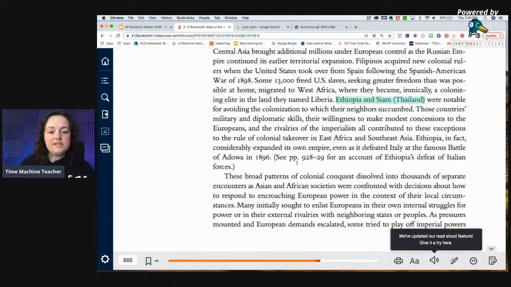The reasons they could stay uncolonized is because they had military and diplomatic skills, so they had good government skills, and they made some concessions to the Europeans. They didn't completely have to have it their own way. Like, they kind of worked with the Europeans. That's what that means.